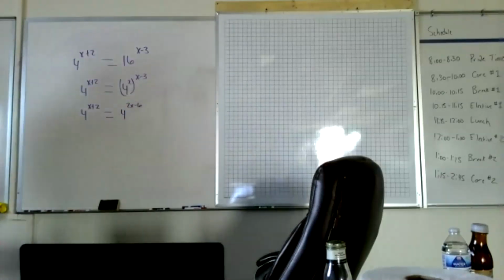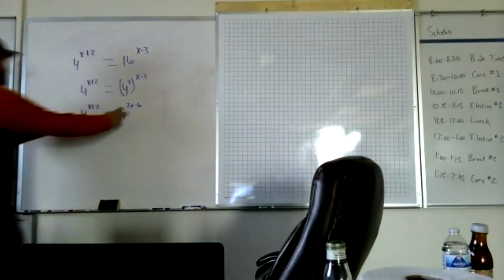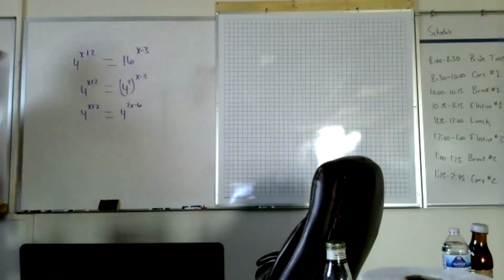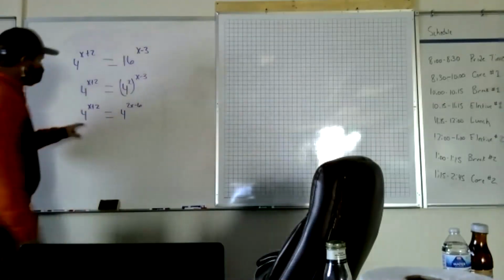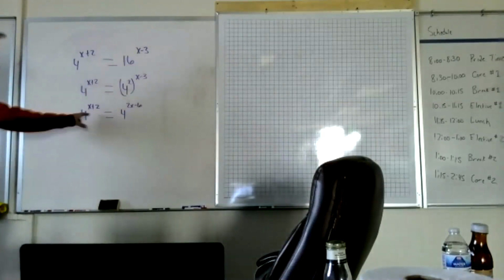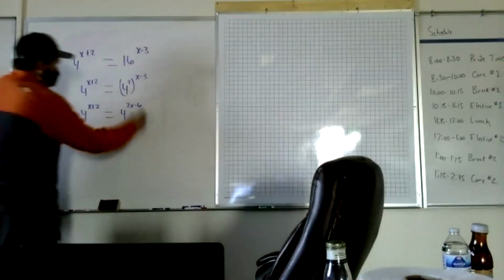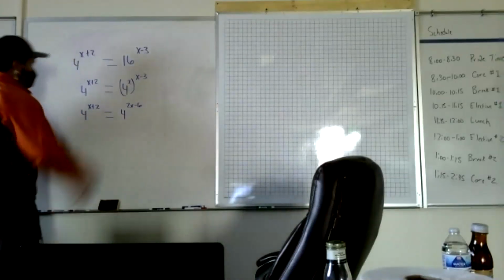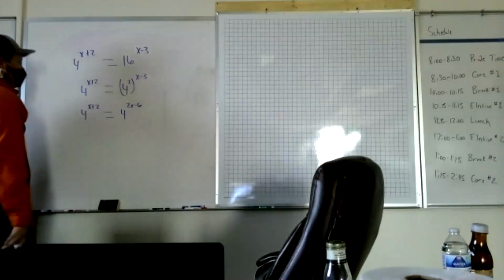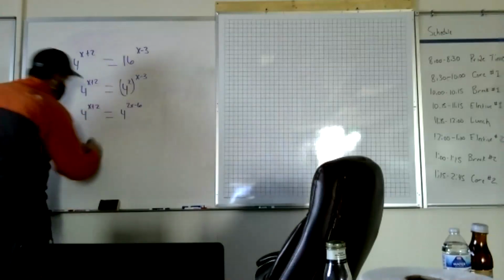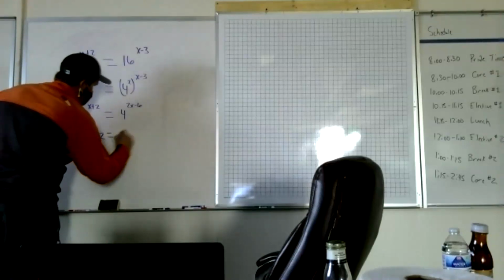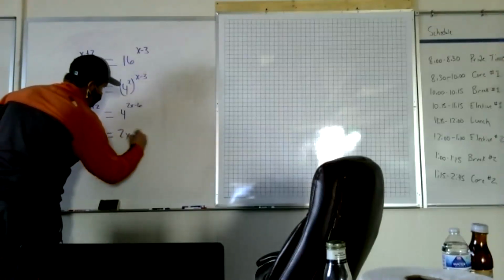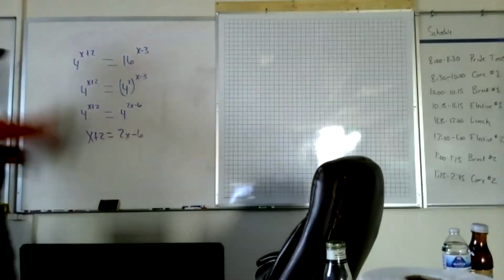Now, here's my one-to-one property. They have the same base, right? They both have 4 and they're both raised to exponents. In order for these to be equal, x plus 2 must be equal to 2x minus 6. So I can drop the base of 4. I'm just really dealing with the exponents now. I'll be left with x plus 2 is equal to 2x minus 6. And then I just solve for x.